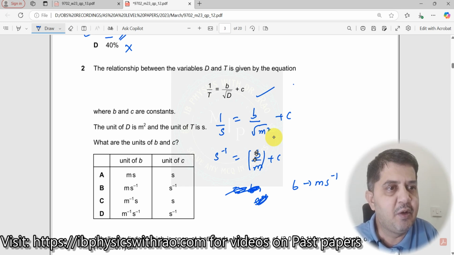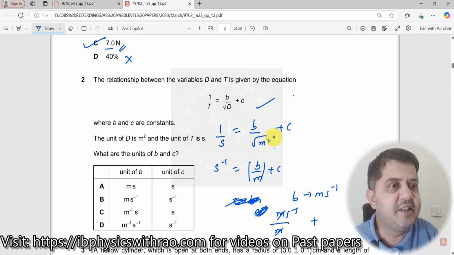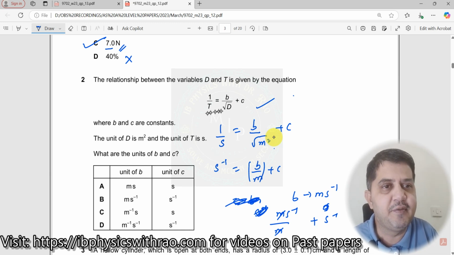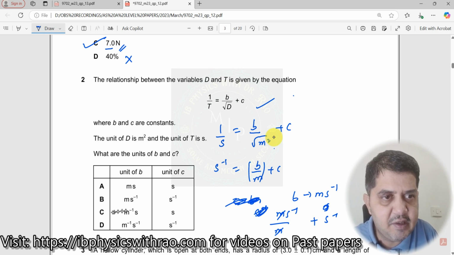So what will happen now? If I substitute here, meter per second divided by meter will be per second, and c as such should be per second. So only if b and c have units of meter per second and per second, only then this equation is valid. So let us see which option qualifies. Meter per second and per second. B is the right answer.